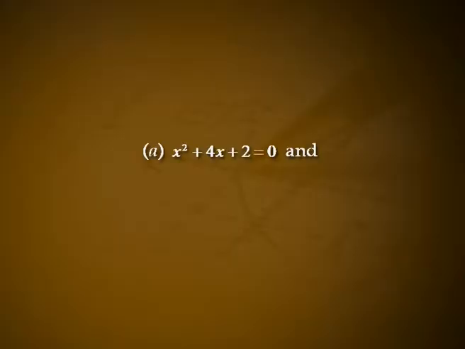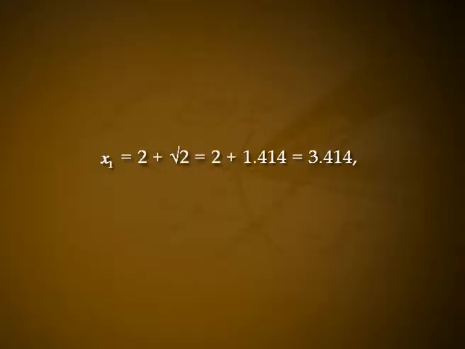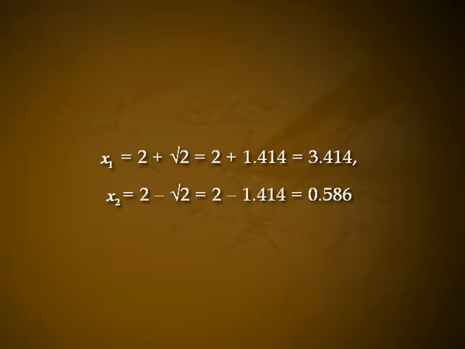Consider the equations a, x square plus 4x plus 2 equal to 0 and b, x square minus 40x plus 2 equal to 0. For the equation in A, the formula gives roots rounded to 3 decimal places as x1 equal to 2 plus square root of 2, that is equal to 2 plus 1.414, that is equal to 3.414. x2 equal to 2 minus square root of 2, that is equal to 2 minus 1.414, that is equal to 0.586.